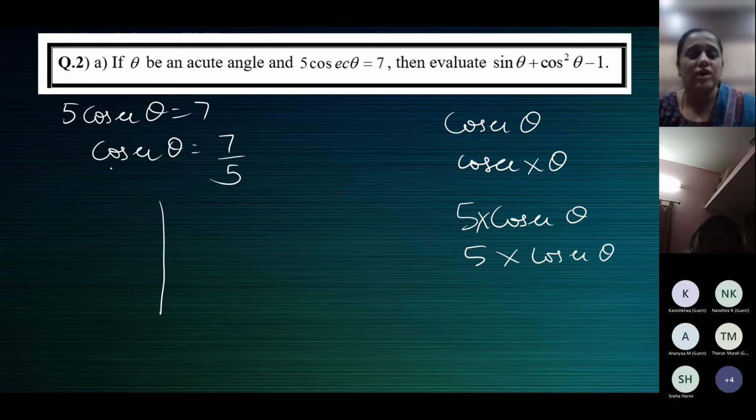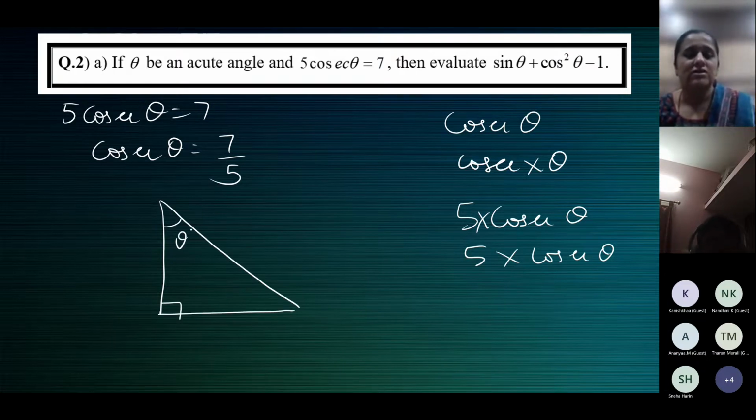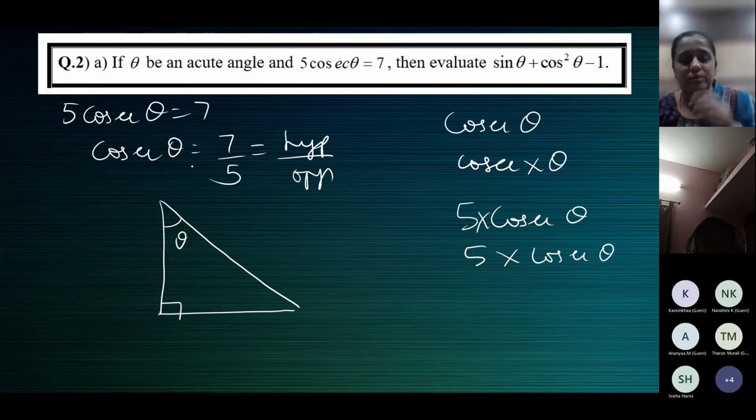So now, when you have the value of one trigonometric ratio, use the right triangle. Mark this as theta, and cosecant theta connects the hypotenuse and the opposite side. Cosecant is a reciprocal of sine. So it connects the hypotenuse and the opposite side. So this is the hypotenuse, 7. And the opposite side, opposite to theta, this is 5. So next, we'll have to use Pythagoras theorem and find this side.